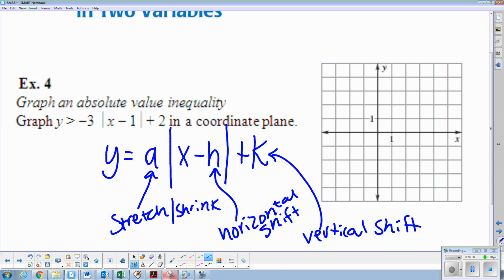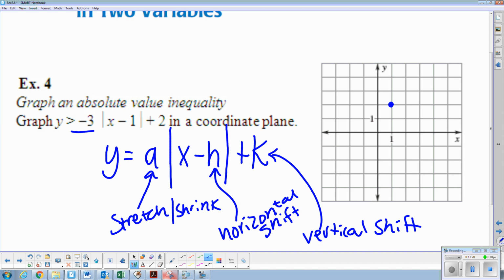And here we can also see that we have an a, which in class we discovered if it's negative, flips the graph upside down, and if the absolute value of a is greater than 1, then it vertically stretches it out. So this absolute value function is going to look a little bit different than the parent function, but that's okay. We can still graph it. So the x-coordinate of our vertex is 1, because that's our h value. And the y-coordinate of our vertex is 2. So we're going to graph that first.